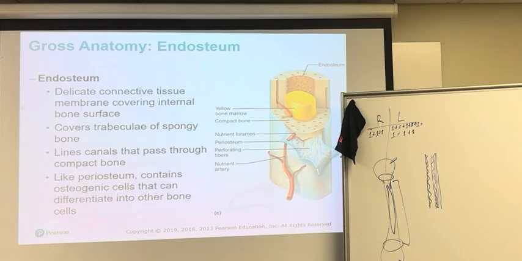Now what about the endosteum, which is inside your compact bone? What do you call that one? Endosteum. What is that? It is a delicate connective tissue membrane covering the internal bone surface. It covers the trabeculae of the spongy bone and lines canals that pass through the compact bone. Like the periosteum, it contains osteogenic stem cells that can differentiate into other cells.